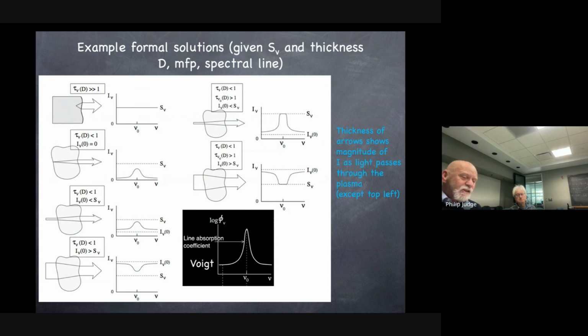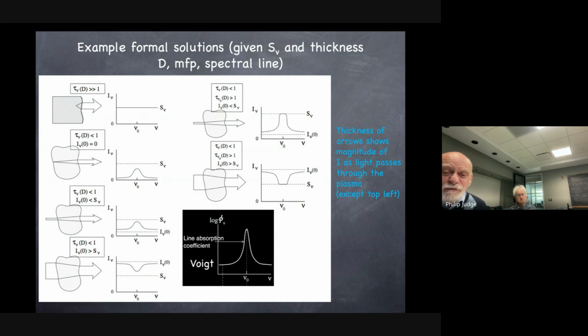So what that means is it's saturating. If you see a profile like this, you can immediately say that what we're looking at is a thing which is optically thin in the continuum radiation away from the line, but it's thick in the core, and it has a constant source function.